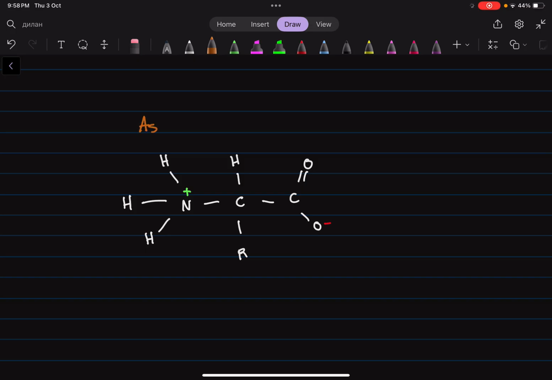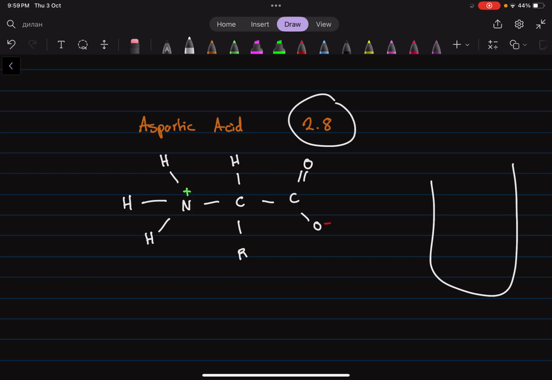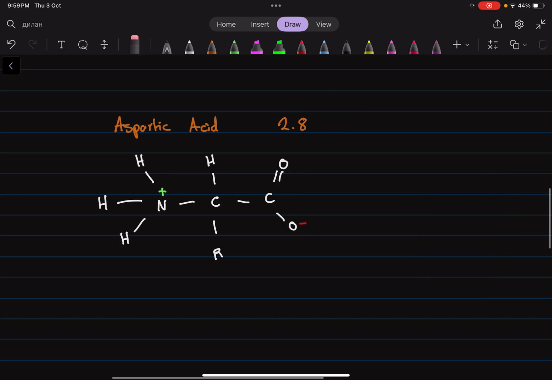So let's say it's aspartic acid. Now what you need to look at is the isoelectric point, and the isoelectric point of aspartic acid is 2.8. Now the question will tell you what pH of solution it's been put into. So this value doesn't change, by the way. The isoelectric point of an amino acid will always just be what it is.